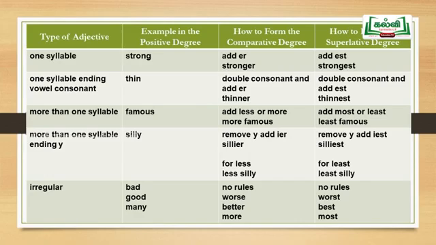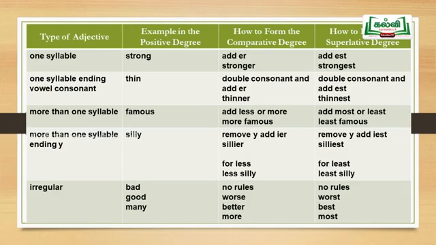Yes, many of you have said happy, H-A-P-P-Y. This Y is removed in comparative degree by adding IER: happier, H-A-P-P-I-E-R. And coming to the superlative degree, H-A-P-P-I-E-S-T. Besides this, you have some irregular adjectives.